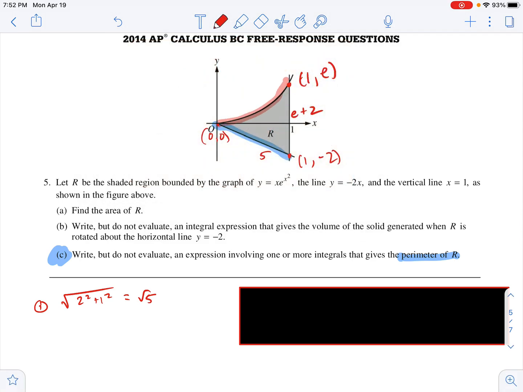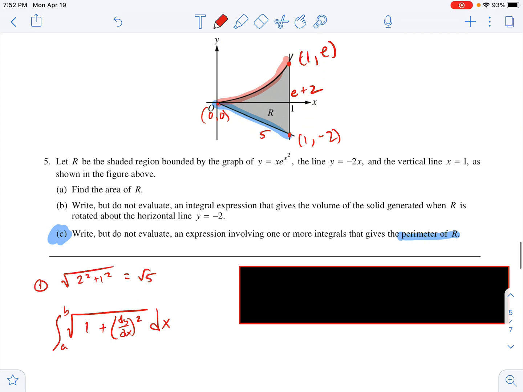I like to think of length of curve in terms of the distance formula again. So the length of curve is going to be the integral from a to b of the square root of 1 plus dy/dx, quantity squared, times dx. If we took this dx and put it inside the square root, we would have dx squared plus dy squared, which is the distance formula.